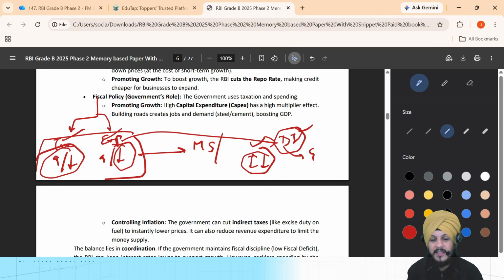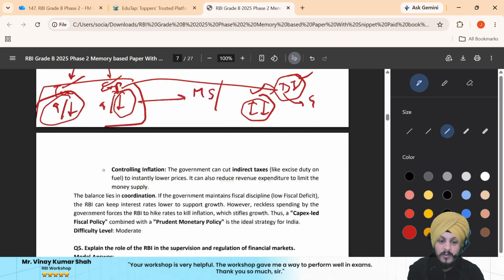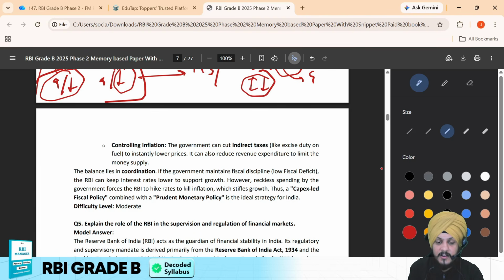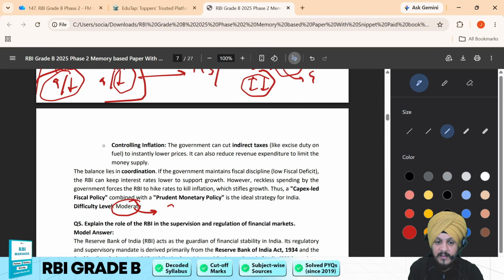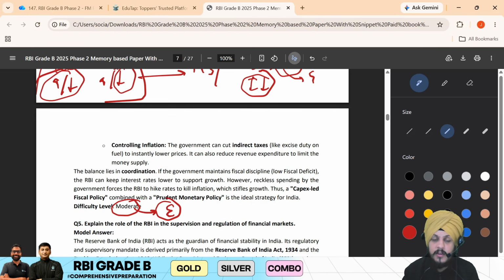So the government can play around inflation and growth with the help of its fiscal policy tools, which are taxation and expenditure. And the same thing you had to write as a part of your answer, not difficult to answer at all. This is again an easy question. Even if it is written moderate over here, I would still categorize it as an easy question, because all the things that have been asked as a part of this question were directly from the syllabus. This tells you the relevance of the syllabus.